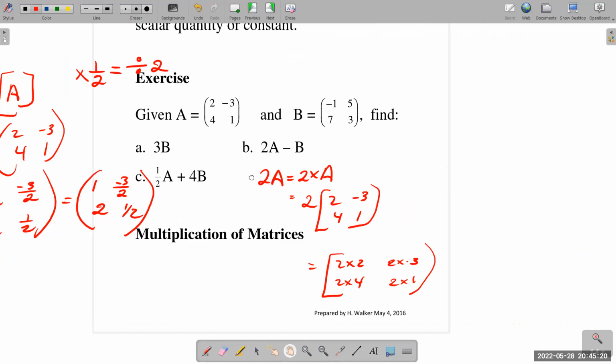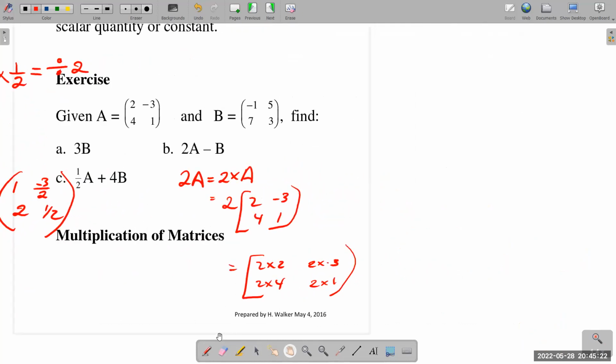So here, if they ask you to find 2A minus B, you should know what to do. You multiply A by 2, and then you subtract B. And we already discussed how to add and subtract matrices. So anything of this nature, if it comes, you should be able to handle that.